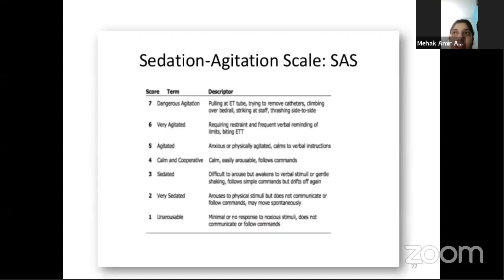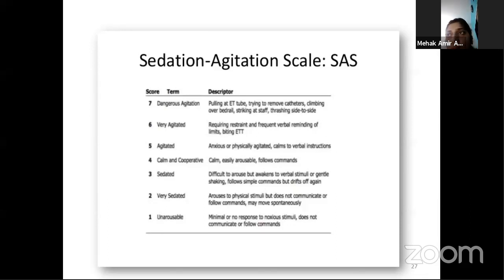So here comes the sedation score. In most of the hospitals in Pakistan, we use the sedation agitation score. As you can see, the ratings are 1 to 7. 1 is unarousable, with no response to noxious or painful stimulus, and 7 is very dangerous agitation, where the patient is pulling out everything, catheters, and striking at the staff. So it is a very dangerous agitation. 4 is a midpoint, a calm and cooperative patient.